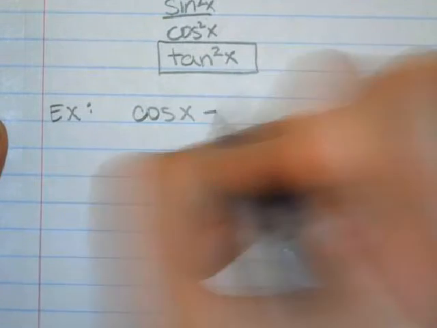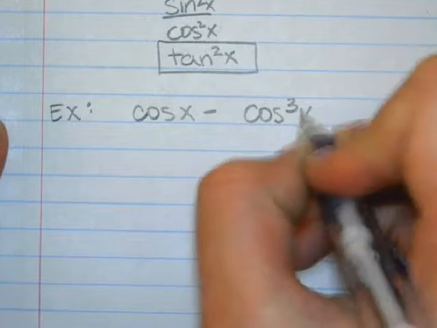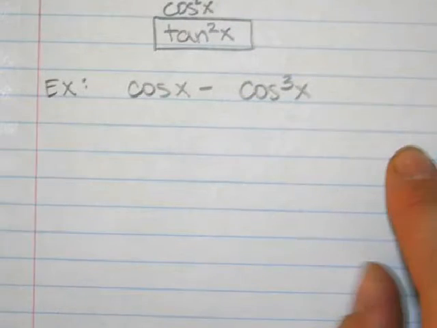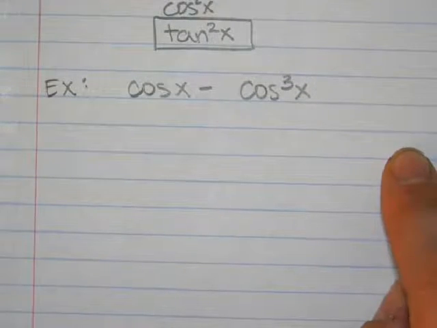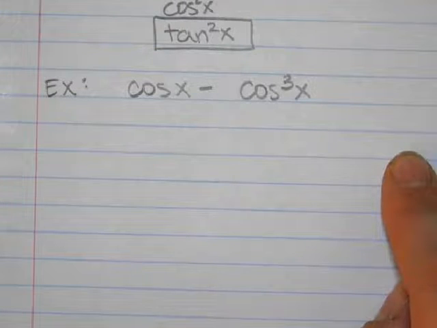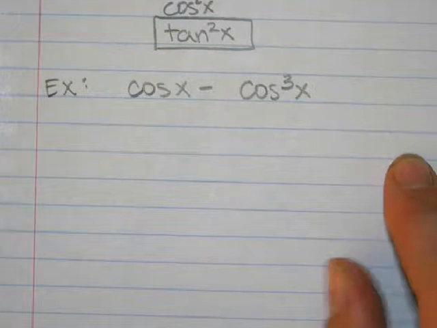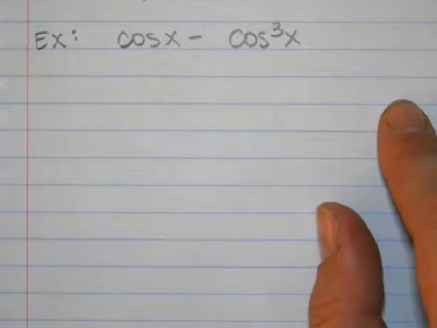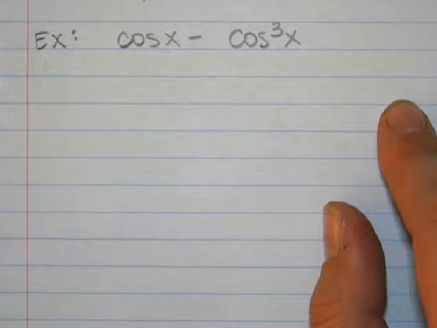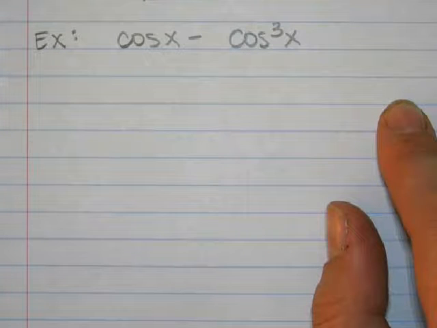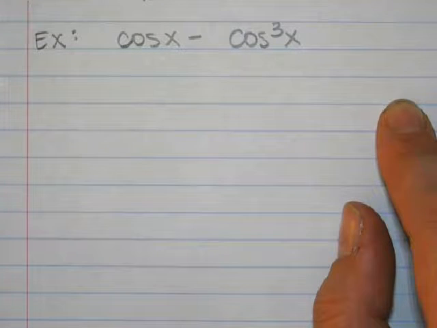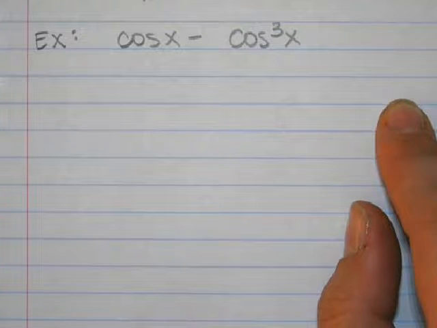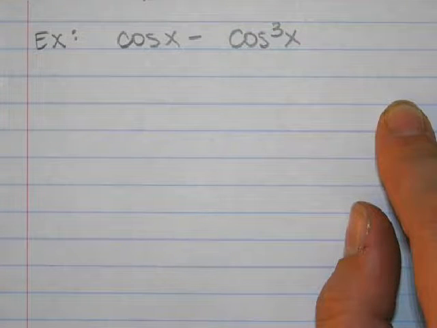Cos x minus cos to the third x. So cos minus cos cubed. All right, does it make you think of anything right now? Not difference of cubes. Almost Pythagorean identities. It's not a Pythagorean identity yet because we don't have a squared term. It reminds me of the factoring assignment. Oh shoot, can you take out a cos?